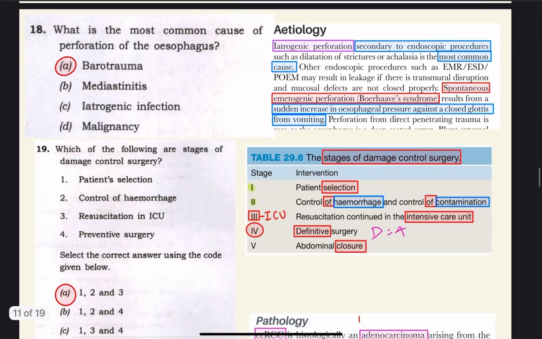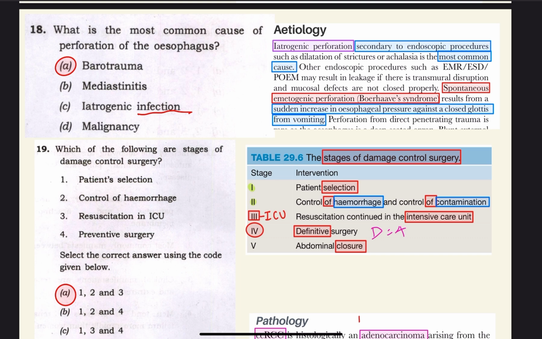Next is question number 18. Which of the following are common causes of perforation of the esophagus? So this is a very good question. You may get confused with iatrogenic infection. They have written iatrogenic infection. Look at what Bailey has given: iatrogenic perforation, not infection. So iatrogenic perforation secondary to endoscopic procedure is the more common cause.